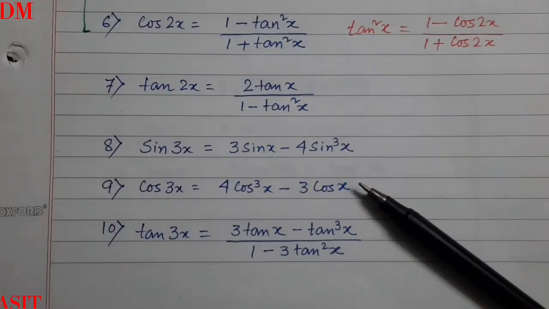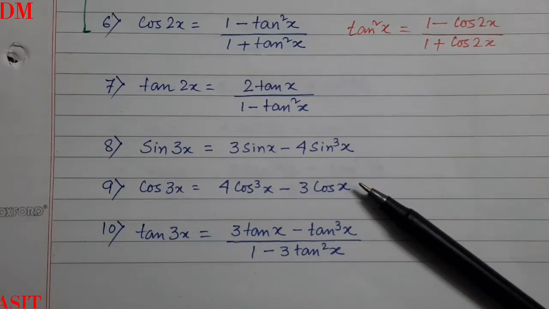Similarly, we can prove it for cos 3x also. So the formula of cos 3x is 4 cos cube x minus 3 cos x. I have not shown the proof of this formula. It is your task to prove the formula.